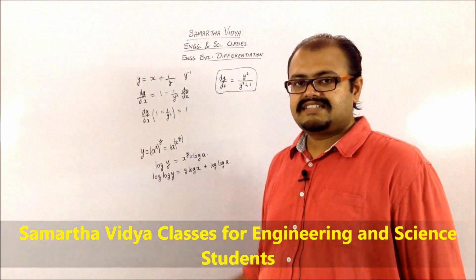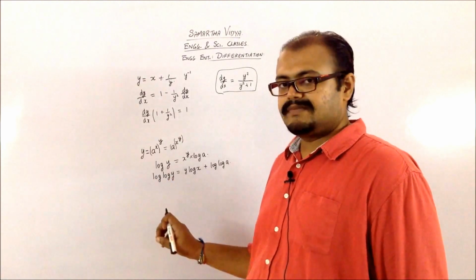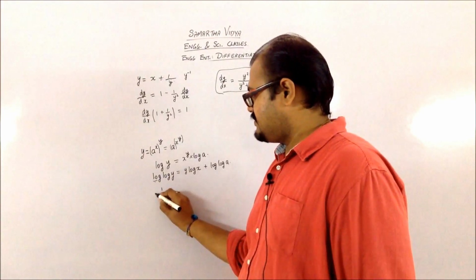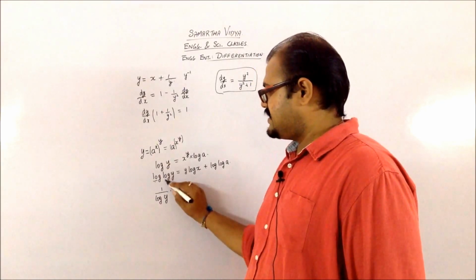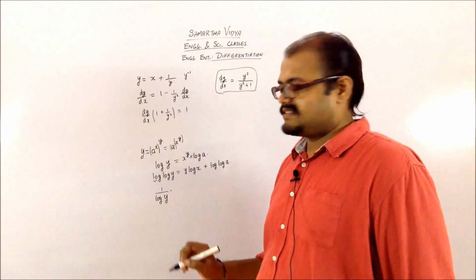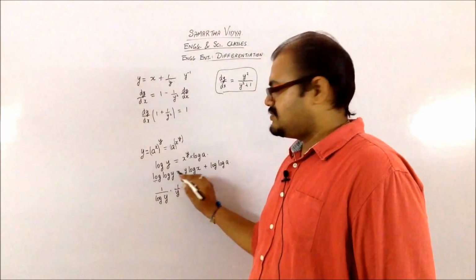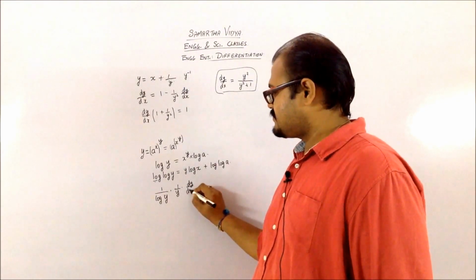Now you have to just take the derivative of this. You can see that there is a log and another log present. So first you take the derivative of this log. That's going to be 1 upon log y into the derivative of the log which was present inside it. So that's going to be 1 upon y into the derivative of y, which is dy by dx.